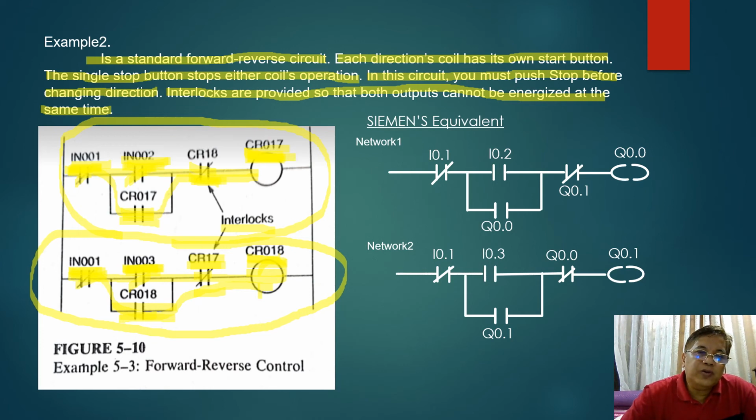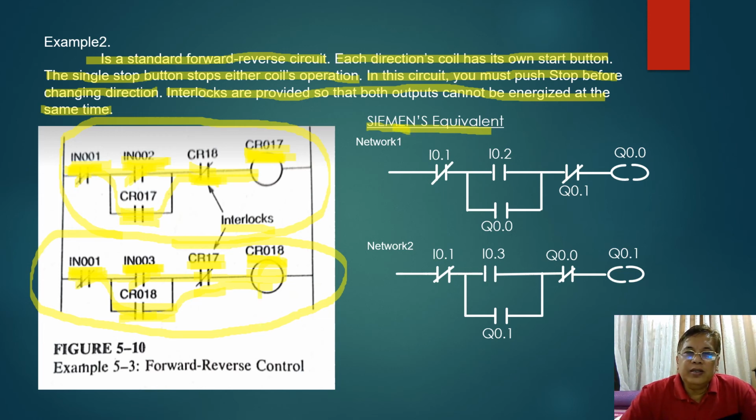If you want to go back to forward operation, then all you have to do again is to push the stop button, and the operation of the reverse will be stopped. The CR018 will be de-energized, and then you release the stop button and press input 002 to start again the forward operation. So on the right side of your monitor is the Siemens equivalent of the circuit that we have discussed.